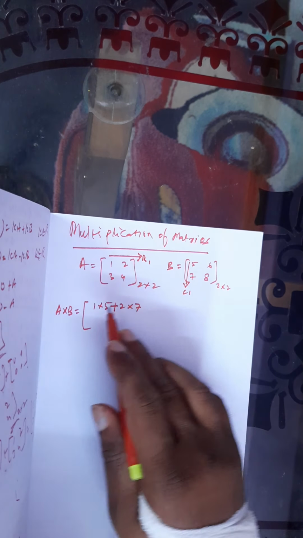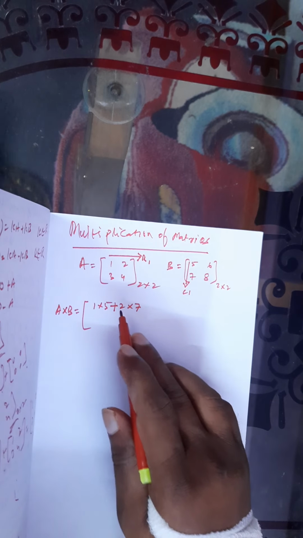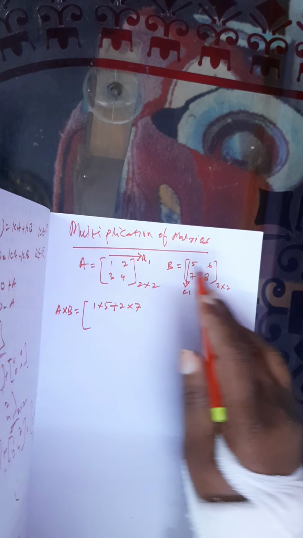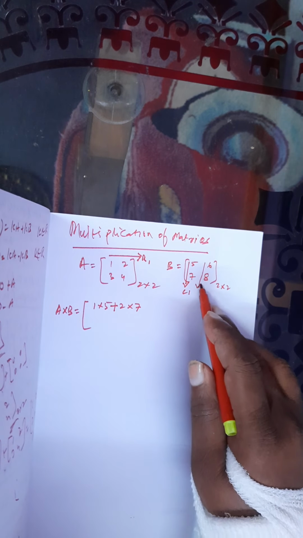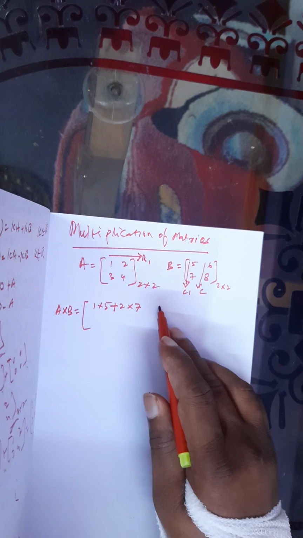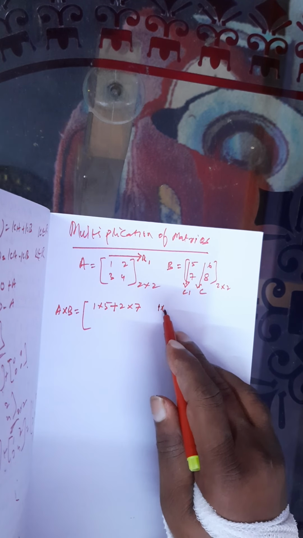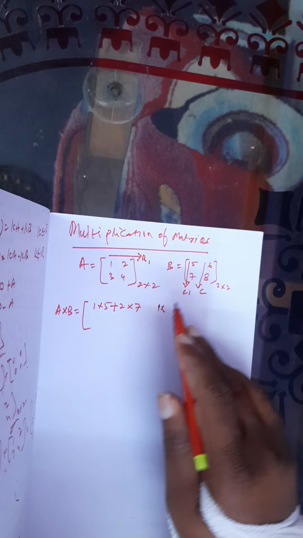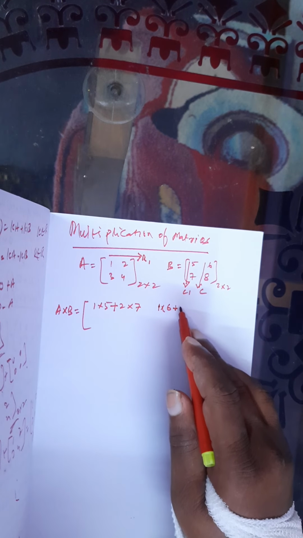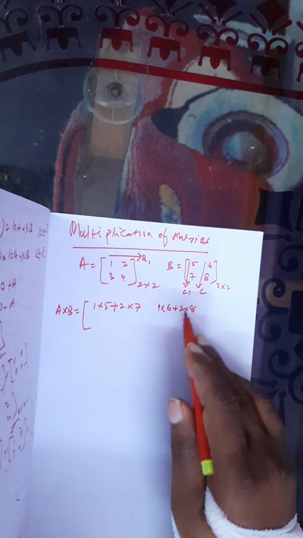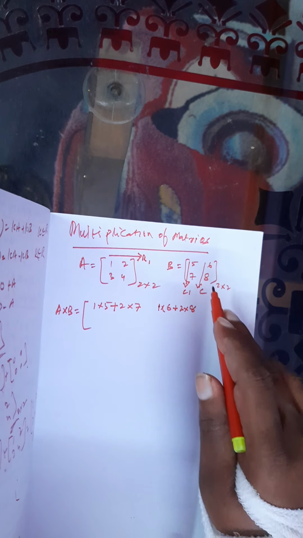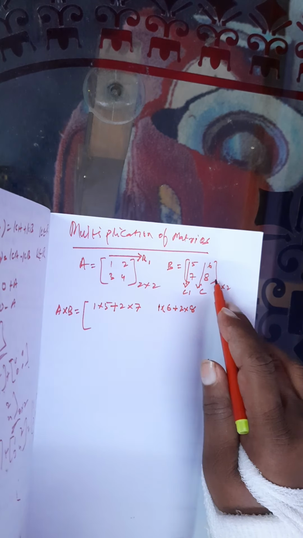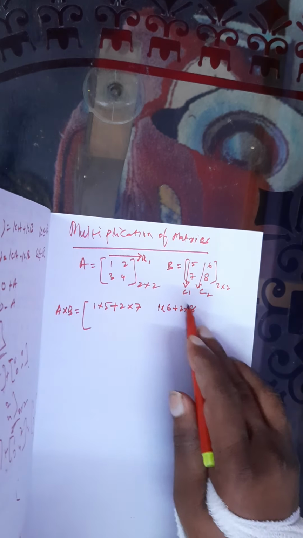So, this is the element of first row, first column. If you take the first row, second column, now we are going to take the first row with the second column. We are taking this product: 1 into 6 plus 2 into 8. This is the second element of the first row, where the first row is multiplied with the second column.